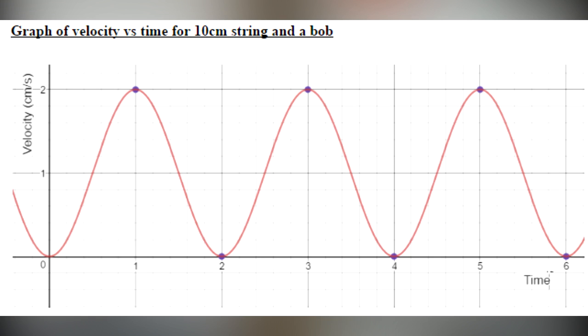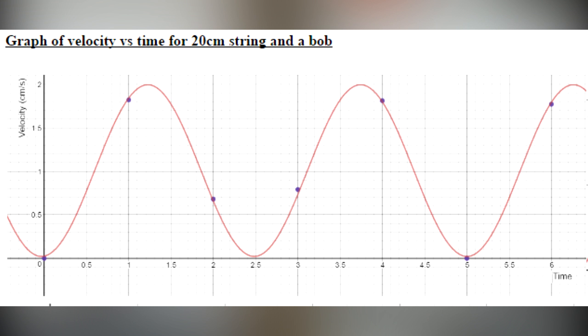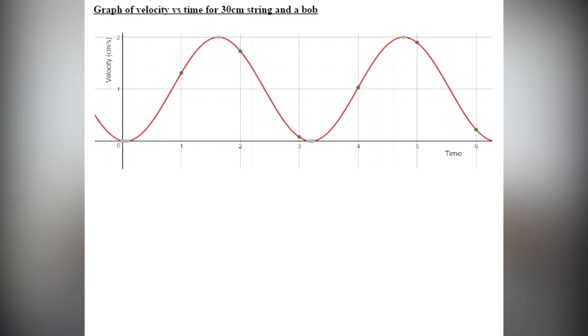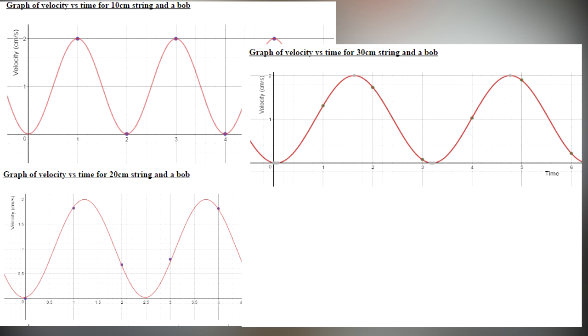In addition, we realize that the maximum velocity for all three graphs is the same from 0 to 6 seconds. The maximum velocity remains constant at 2 cm per second. However, the maximum velocity for all three graphs will eventually change as the swing of the bob will slow down as time increases. We do not know the exact time it will stop as we did not measure it, but we know that the velocity of the bob will decrease until the bob stops.